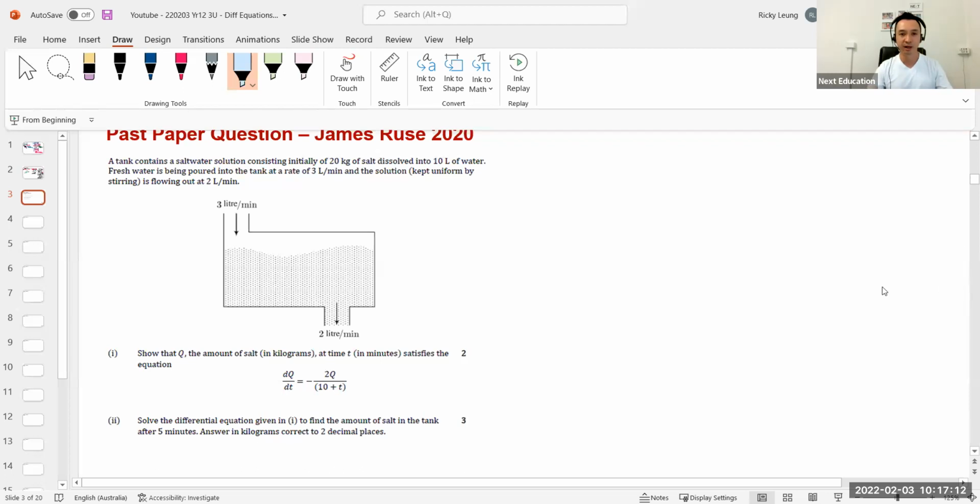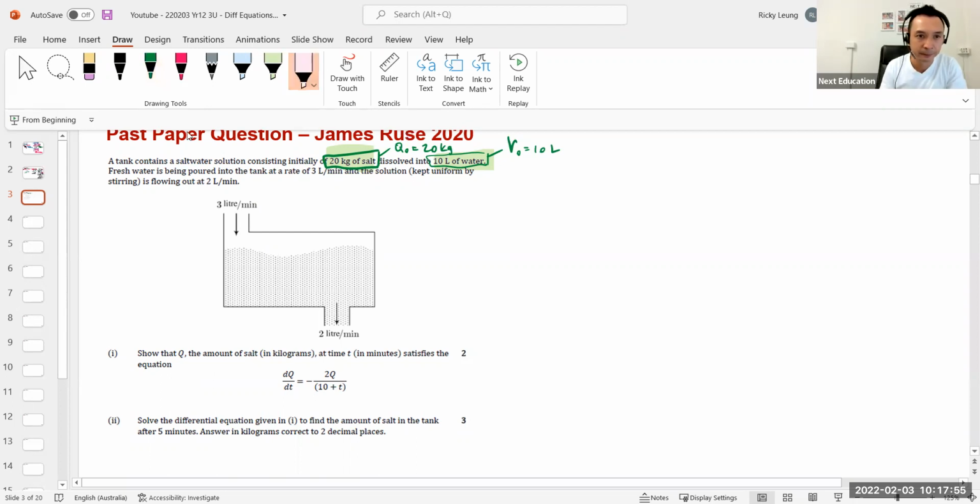Now, let's once again highlight the things we know. It consists initially of 20 kilograms of salt. So that looks to be initial. They're using Q as well. So Q0 is 20 kilograms, dissolved into 10 liters of water. That's once again an initial input. Initially, there are 10 liters of water, and that's kilograms of salt. Does that make sense so far? Nothing pink is given yet.